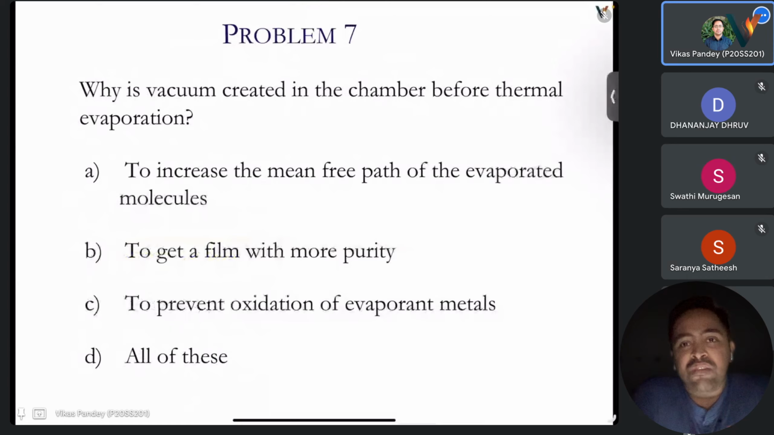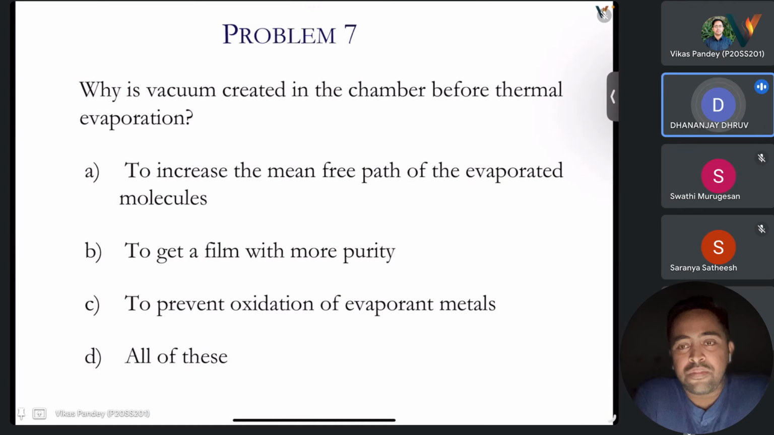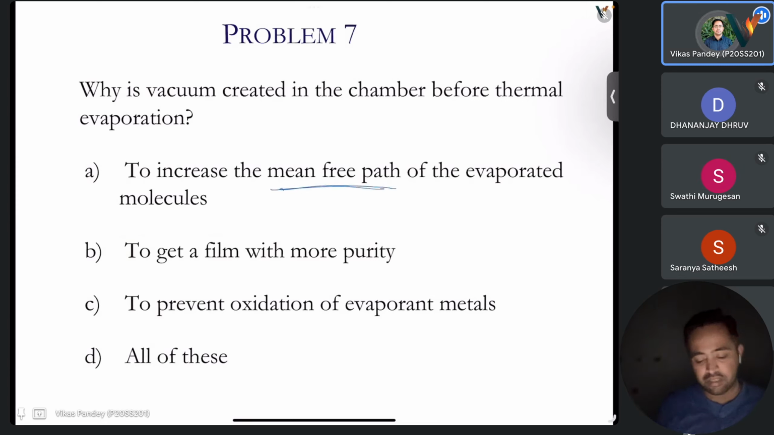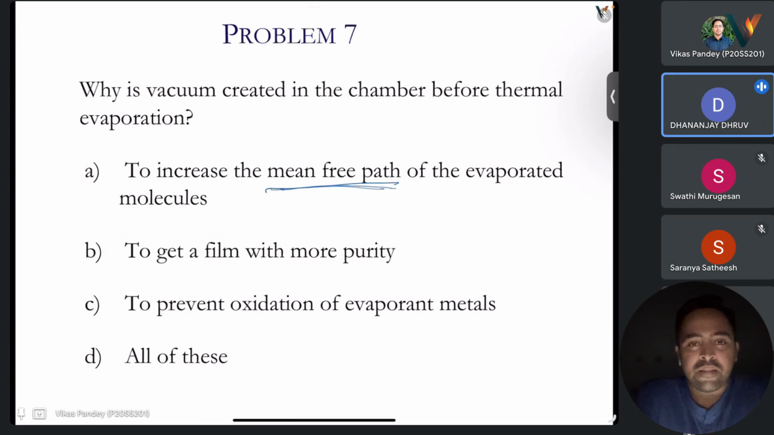Is it to increase the mean free path of evaporated molecules, to get a film with more purity, to prevent oxidation of evaporated metals, or all of this? I think we go for all of this, no? All of this, yes. So, can anyone try to explain what is this mean free path? Increasing the mean free path. The path between the successive collisions of our evaporant material before they reach the target.